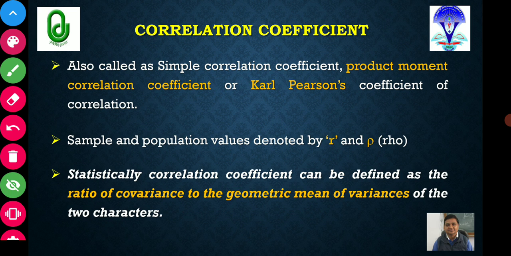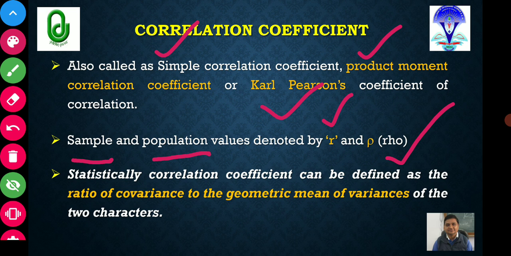The correlation coefficient is also called the simple correlation coefficient, or product moment correlation coefficient, or Karl Pearson coefficient of correlation. These three terms you should remember, because it was discovered by Karl Pearson, the famous statistician. If you want to indicate the correlation of a sample, it is denoted by small letter r. So if somebody writes small r, you have to understand that he is talking about the correlation coefficient of the sample. Whereas the correlation coefficient of the population is indicated by rho.